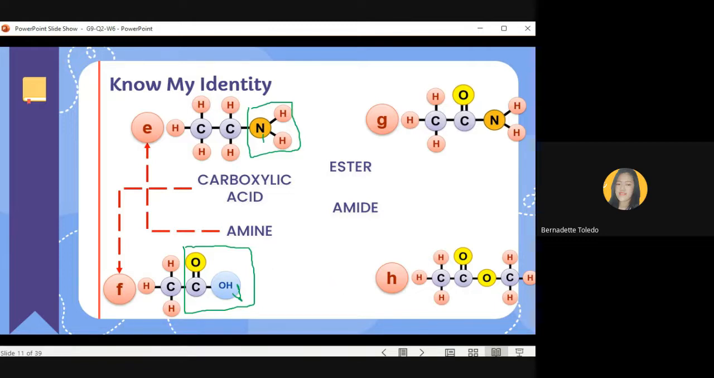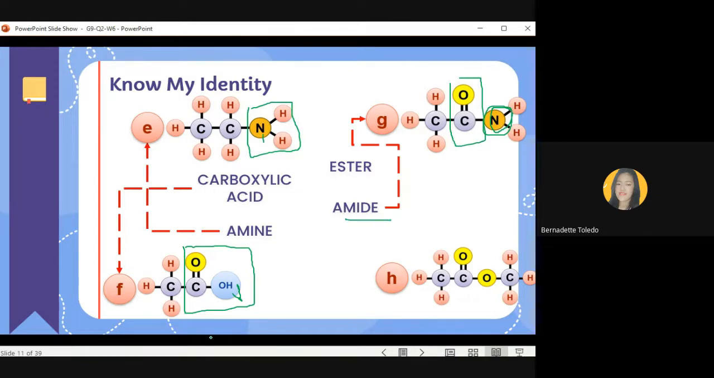Next, letter G. This is an example of an amide. So as you can see here, may nitrogen siya, kasi nga 'di ba, a combination of carboxylic acid and an amine. So we have here an amine and a carboxyl group. So this is an amide.